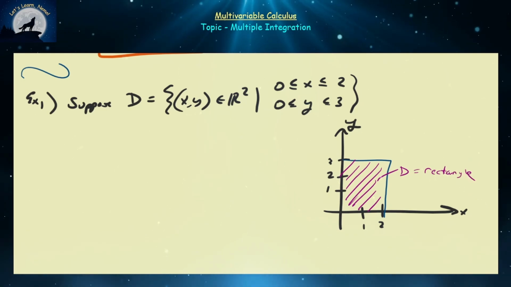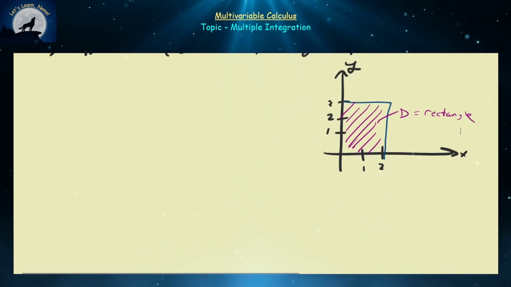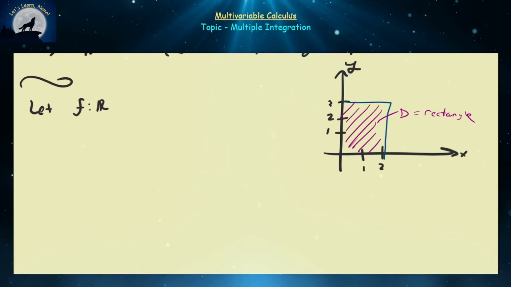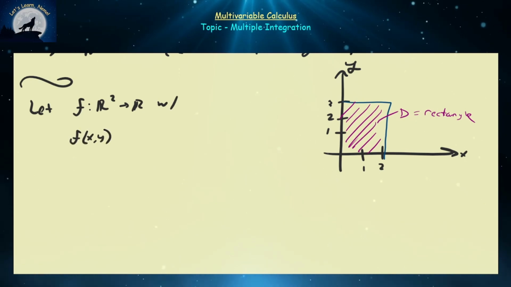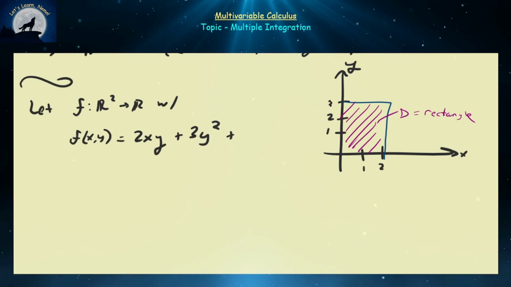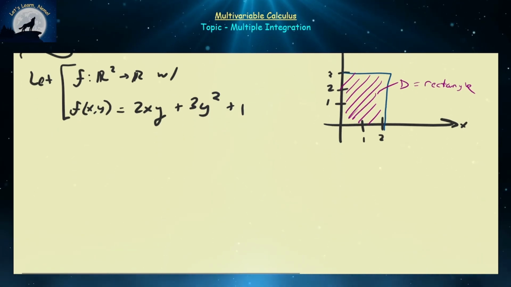So we're going to be integrating over a rectangular region, and double integrals are actually very, very easy to do when your domain is rectangular. All right. So let's assume that f maps R2 to R, and let's define f(x,y) to be equal to 2xy plus 3y squared plus 1. So regardless of the function defined here, pretty much integrating over that rectangular region should be easy as long as it's defined there, right? And as long as the antiderivatives are pretty nice too. So what are we going to have?